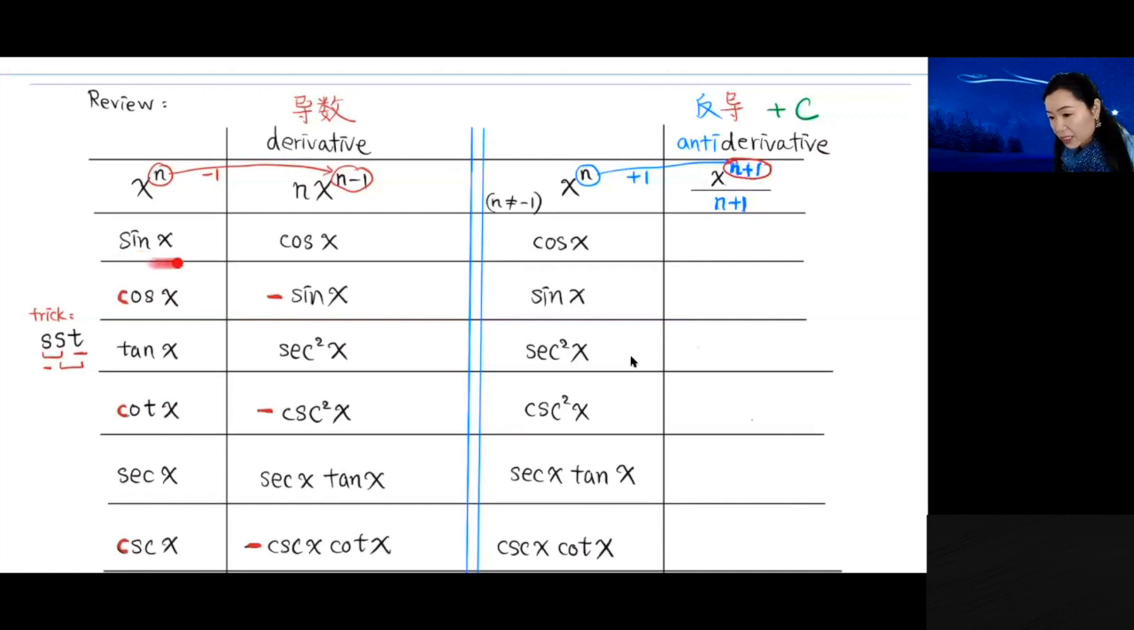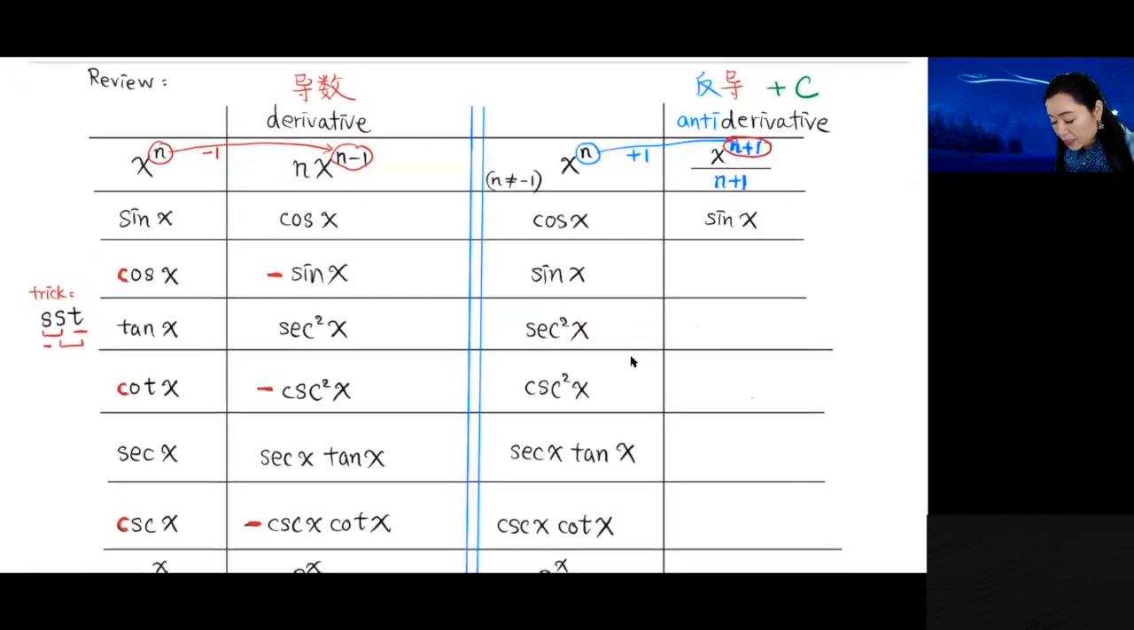We know the derivative of sin x is cosine x. So what's the most general antiderivative? Oh, don't forget to put plus c over here. So for all of them, I need to put a plus c. So I put a plus c up here. Okay, so all of them plus c. So what's the most general antiderivative of cosine x now? So we go backward, right? The most general antiderivative of cosine x will be sin x.